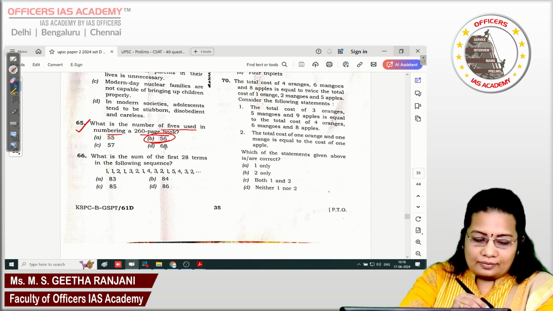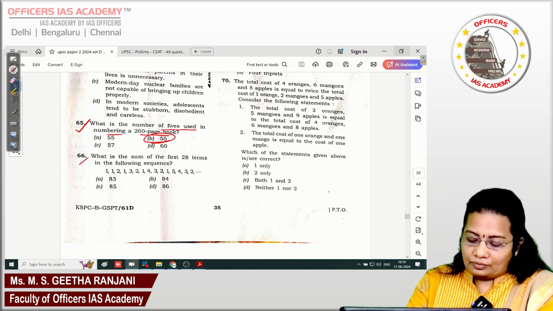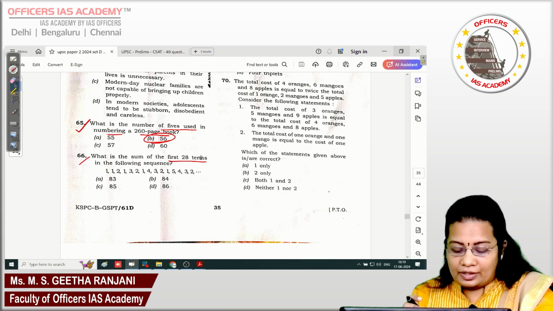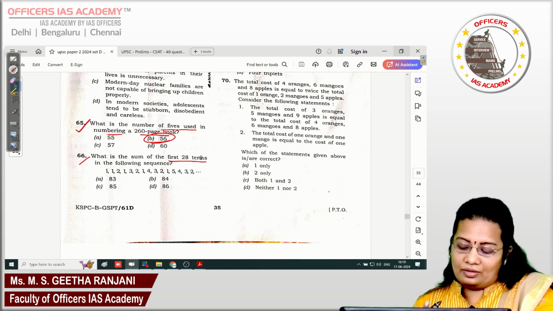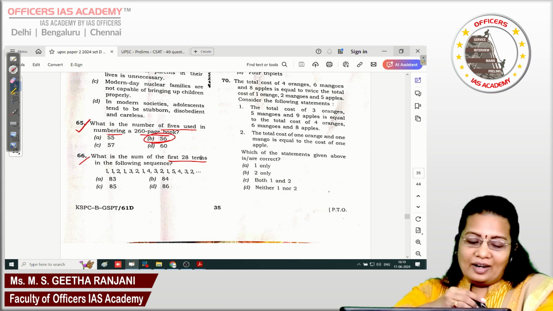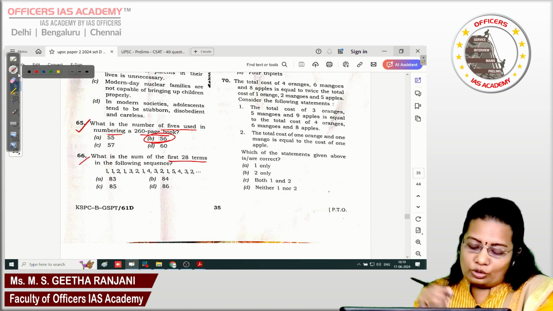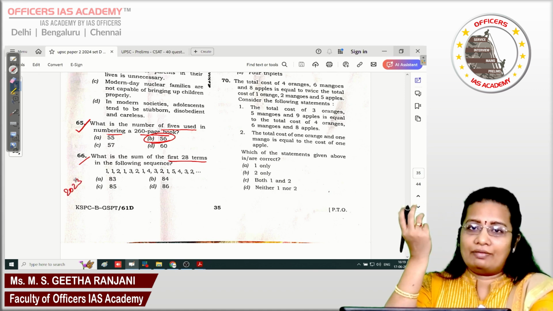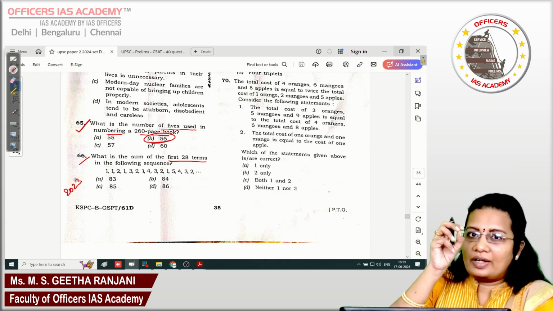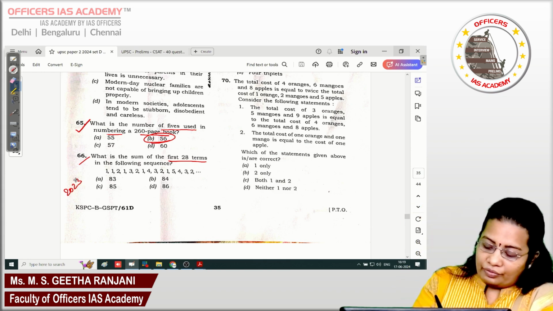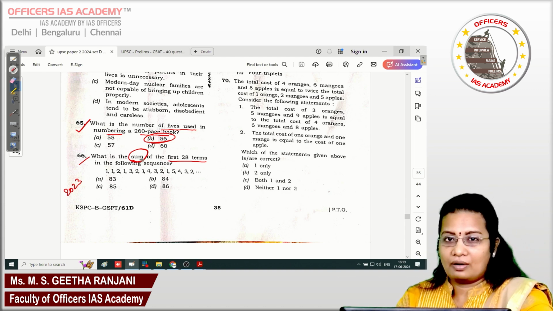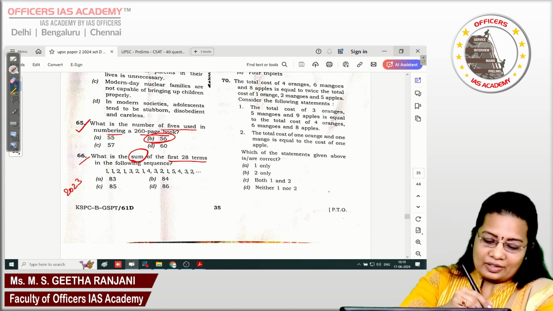Next question, 66. What is the sum of the first 28 terms in the following sequence? This question is based on the previous year CSAT question from 2023. In that, a similar question is given in terms of alphabets, and they asked to find the term. Here they are asking to find the sum of the values because these are numbers. So let's see that.